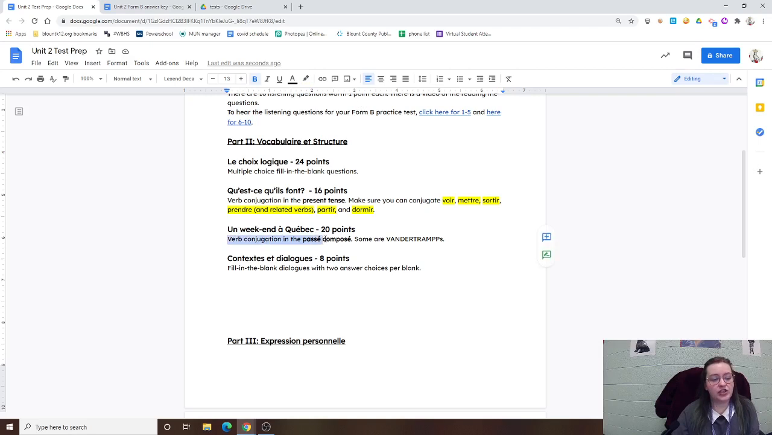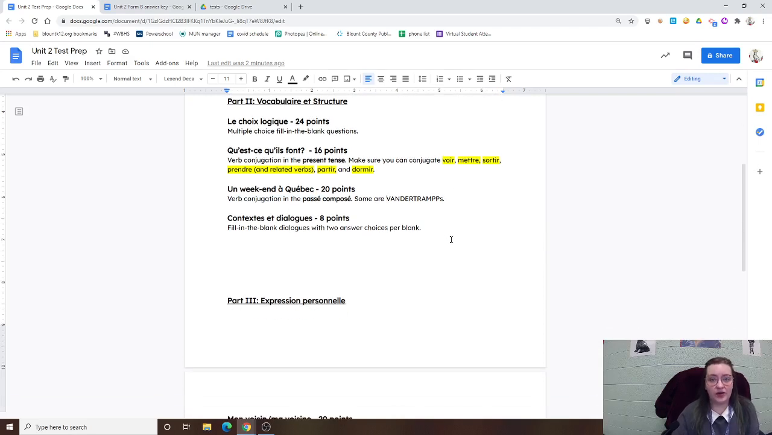Then, next section, worth 20 points. This is verb conjugation in the passé composé. Okay? This is just like the practice I gave you with the notes, where some of the verbs are Vandertramp, some of them aren't, some have irregular past participles, some have regular past participles. So doing all that practice and then doing the extra practice I gave you should prepare you pretty well for this section. But they give you the verb, you just have to decide, okay, is this a Vandertramp or no? What's my helping verb? What's my past participle? Do I need to change my past participle?